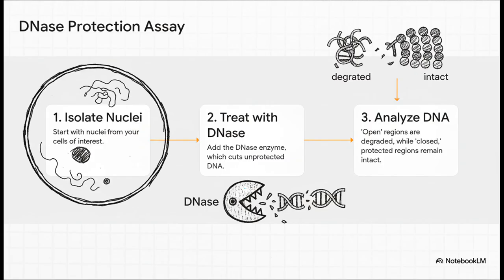You take an enzyme called DNase that just loves to chew up DNA. Now, if a gene is in an open, accessible state, the enzyme can get right in there and destroy it. But if the gene is packed up tightly in closed chromatin, it's physically protected by those histone proteins, and so its DNA survives. Simple as that.